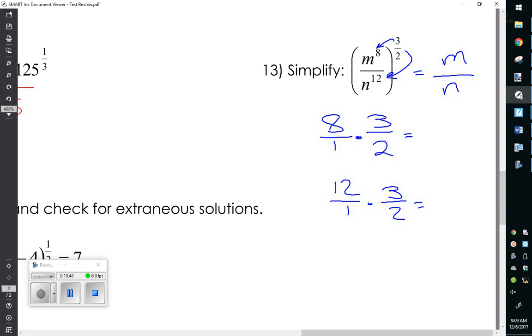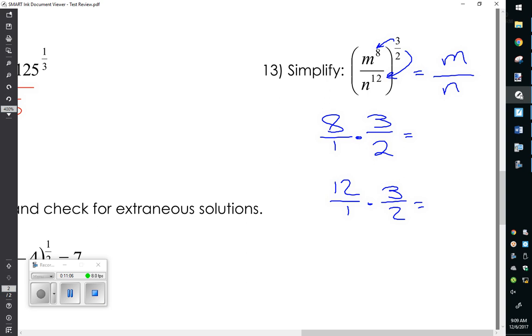Next one. I'm raising that thing to the exponent. So I need to take both parts and raise it to that exponent. So I'm taking m to the 8th to the 3/2 and n to the 12th times 3/2. I am multiplying exponents again. I'm raising it to another power, so I'm multiplying them together.